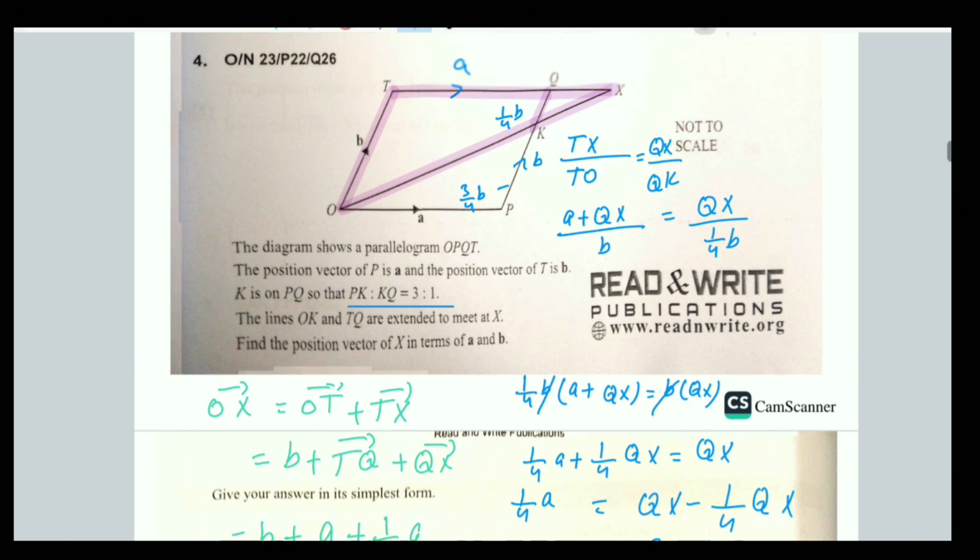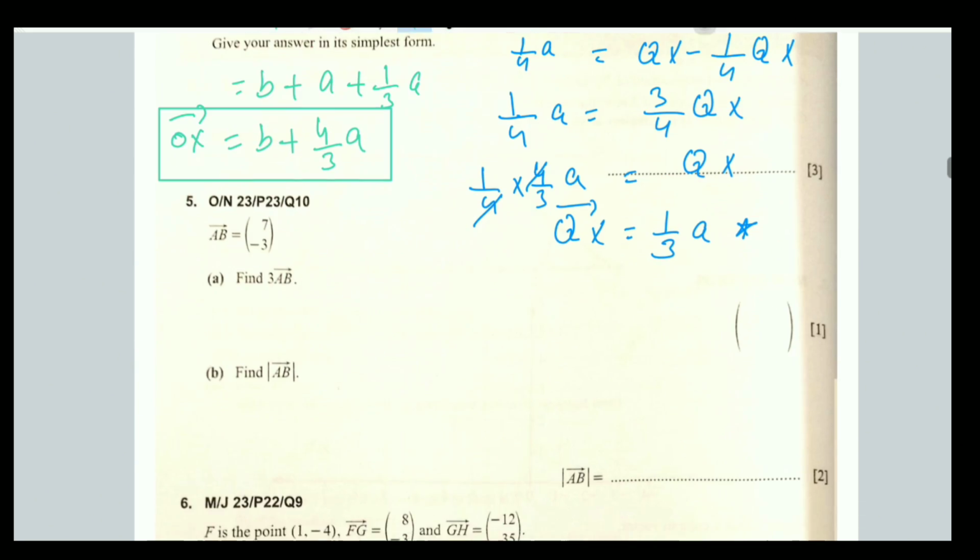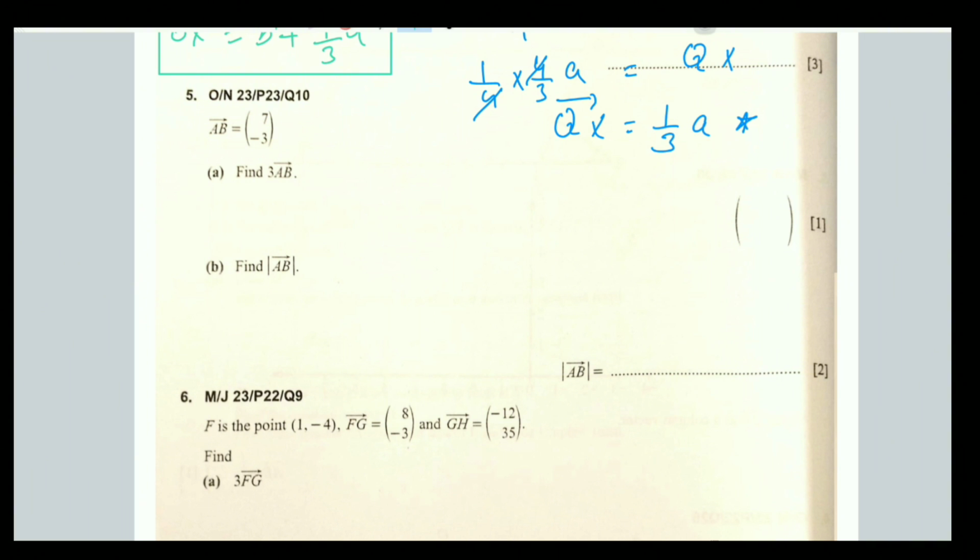Okay, this is the way we can solve these types of questions. And the next question is also very easy. 3 will be multiplied with AB, 7 minus 3. It means 3 will be multiplied with both values, giving 21 and minus 9. That is our final answer.